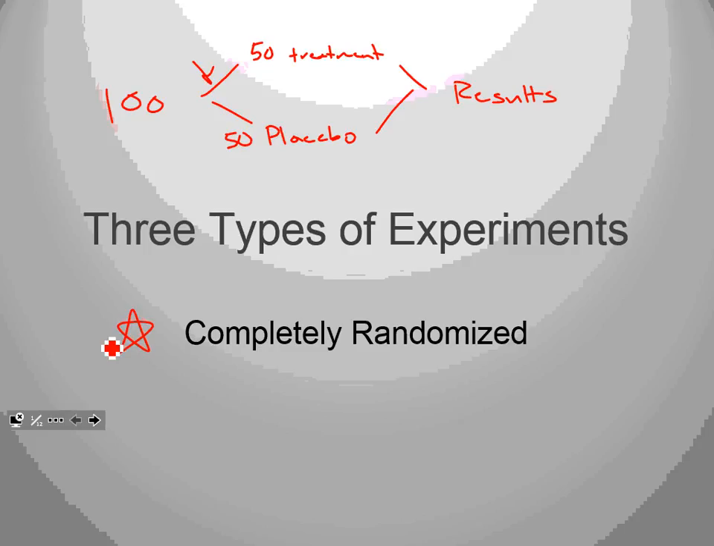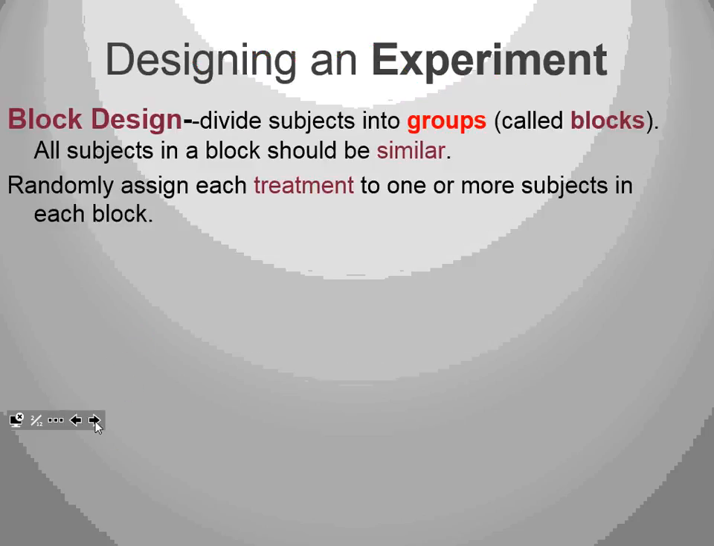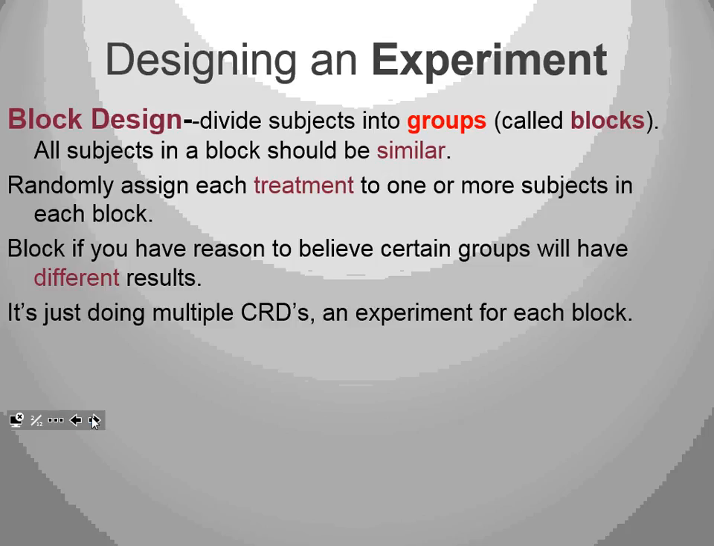But the 2 other types of experiments that we will talk about that you need to know about are block and matched pairs. Okay, we're going to start with block. Block experiment. A block design divides subjects into groups called blocks. All the subjects in the block should be similar.